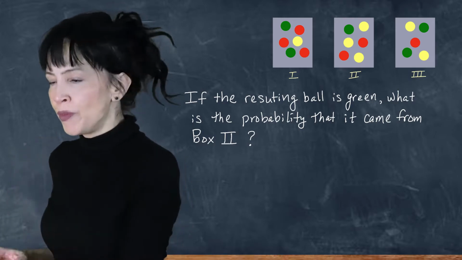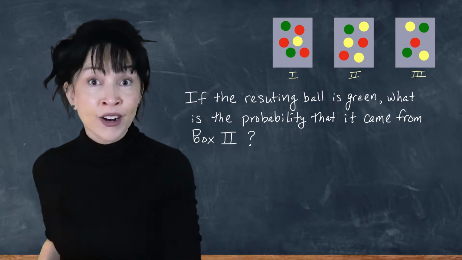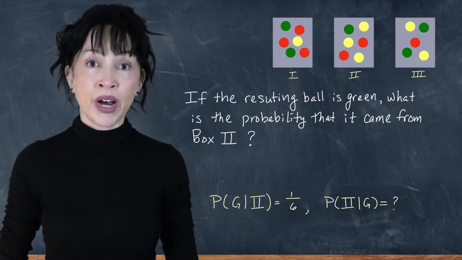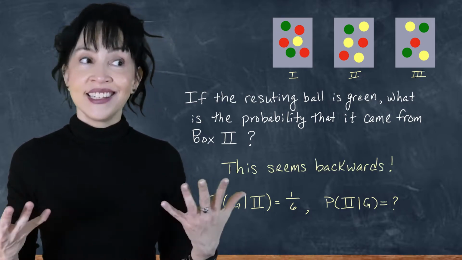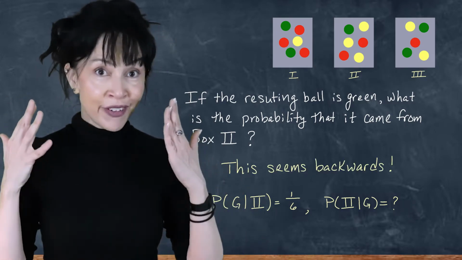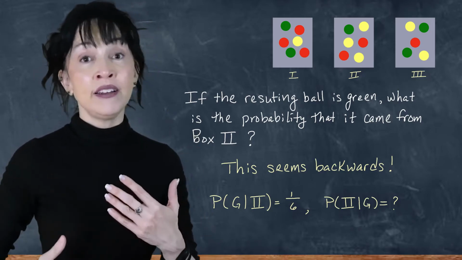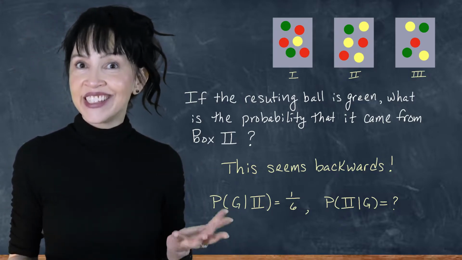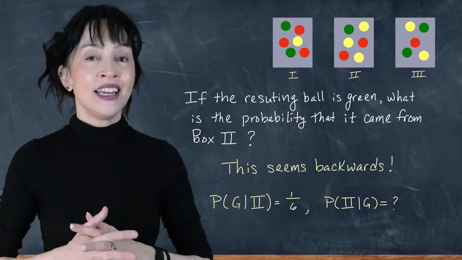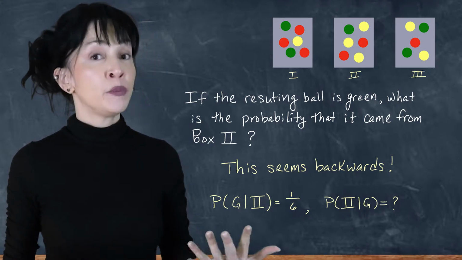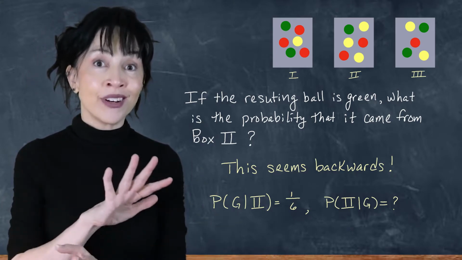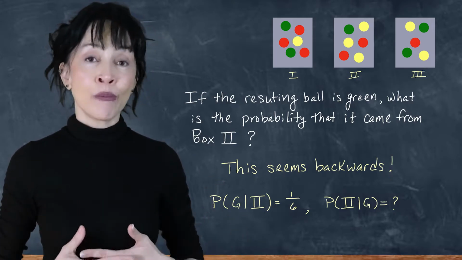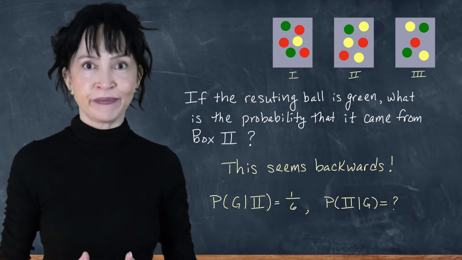So again, I performed the whole experiment in a sneaky way, and then I said, aha, I have a green ball. What is the probability it came out of the second box? This seems backwards. If I knew it came out of the second box, the probability of drawing a green ball is easy to compute, but this is not. It seems backwards, and that is where you want to use Bayes' rule, because Bayes' rule can help you turn around conditional probabilities and write them the other way. In this case, those are much easier probabilities for us to compute.